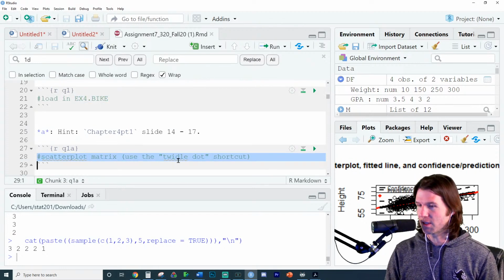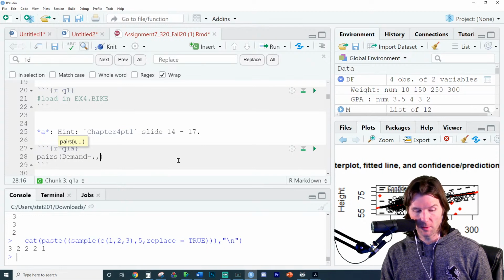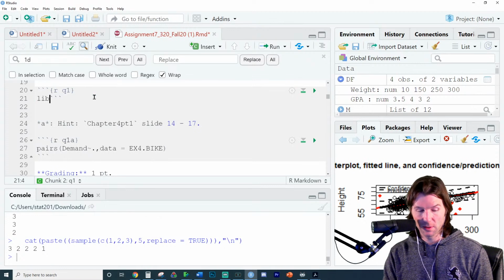I knew it has effective average temp in it. So this is going to be the pairs, and we want to predict demand. And we're going to use all the variables, and data equals this. Now we have to load the data set first.